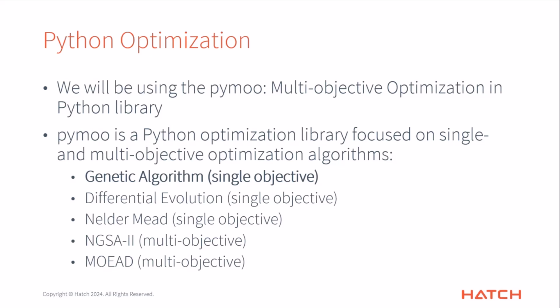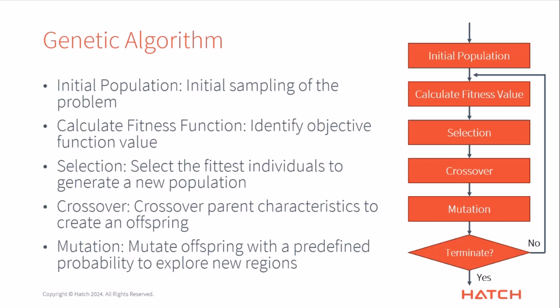So they have things like genetic algorithms, differential evolution, Nelder-Mead, NSGA2, MOEA/D, and a whole bunch of other algorithms if you're interested in those. But we're going to focus specifically on using the genetic algorithm in the example that we're going to work through. So for anyone who's not familiar with the genetic algorithm for optimization, this flowchart basically summarizes what that optimization algorithm looks like.